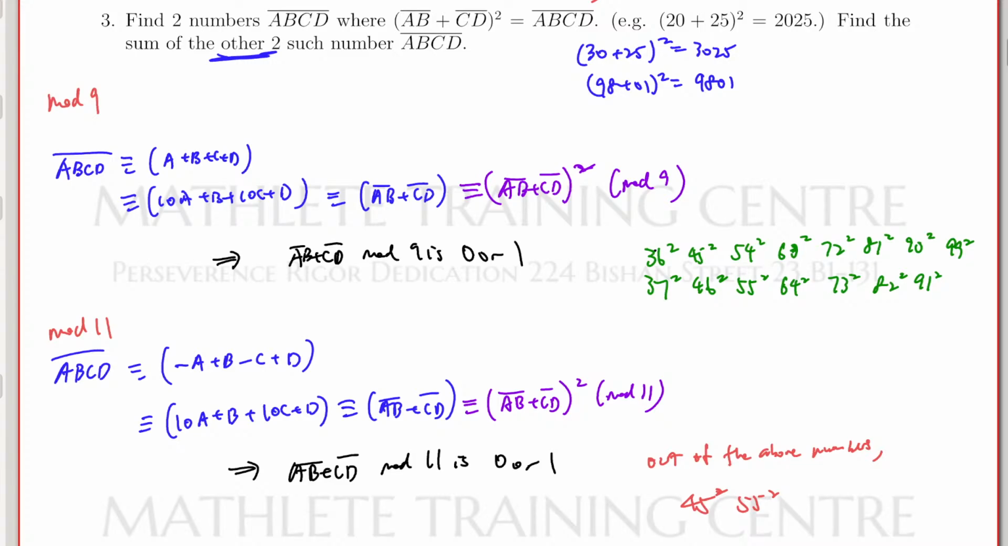81 mod 11 is 4. 82 mod 11 is 5. 90 mod 11 is 2. 91 mod 11 is 3. 99 mod 11 is equal to 0. So therefore, there are only these three numbers: 45 squared, 55 squared, 99 squared.